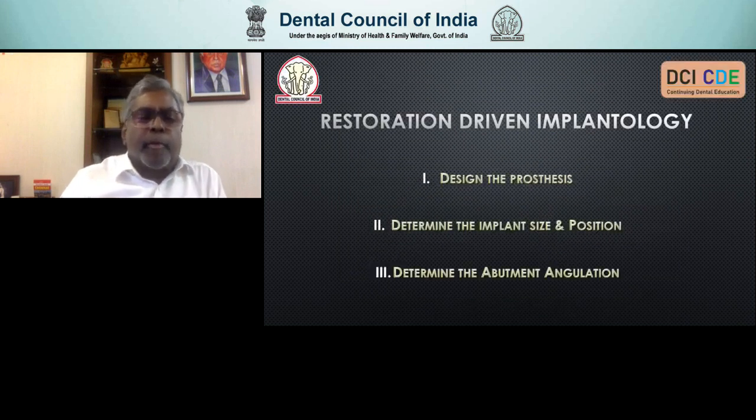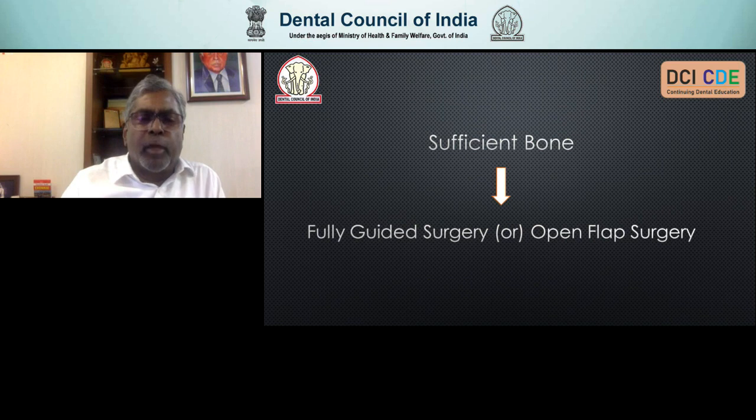So to recap, we have to design the processes, determine implant size and position, and determine the implant angulation. And if you have sufficient bone, you can do fully guided surgery or an open flap surgery. This choice is really clinician-centric. There are certain situations where you can completely reliably do fully guided surgery, especially if you have enough keratinized tissue. If not, it's better to do an open flap surgery.